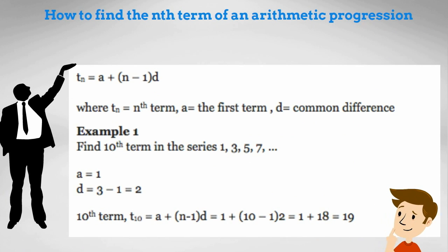So next comes how to find the nth term of an arithmetic progression. We can use a simple formula to find the nth term of an AP, and the formula is Tn equal to a plus n minus 1 into d, where Tn is the nth term, a is the first term, and d is the common difference. So let's check out an example. The example says find the 10th term in the series 1, 3, 5, 7. So here a is equal to 1, d would be 3 minus 1, which is 2. So the 10th term would be Tn equal to a plus n minus 1 into d, which is 1 plus 10 minus 1 into 2, which gives us 19.